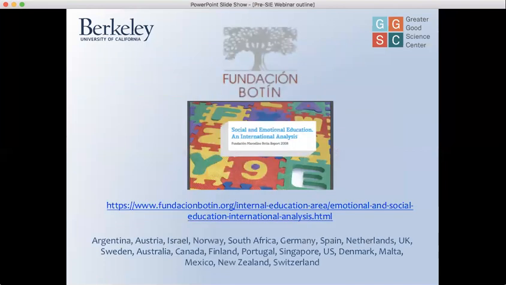There's also tons of work going on in Australia and Singapore, the UK and India, and just so many countries. I don't have the time to cover everything here, but if you're interested in knowing more, I encourage you to look at the reports from Fondation Botín. I apologize if I mispronounced that. The report looks at how SEL is happening in a number of different countries. It also talks about the issues that these countries are facing, and many of them are very, very similar to what we're facing in the United States.